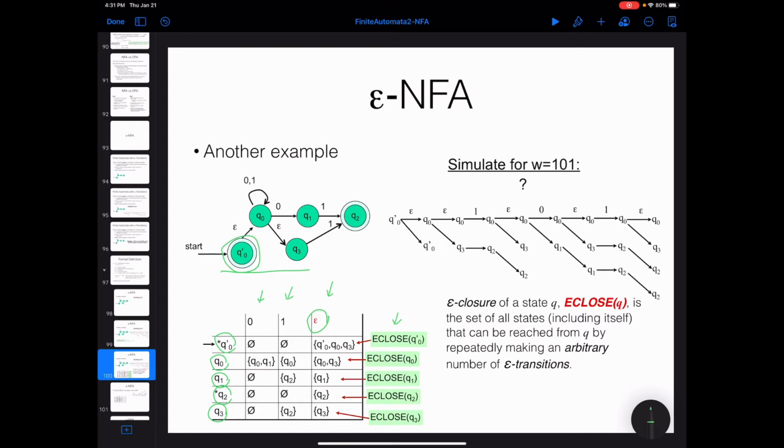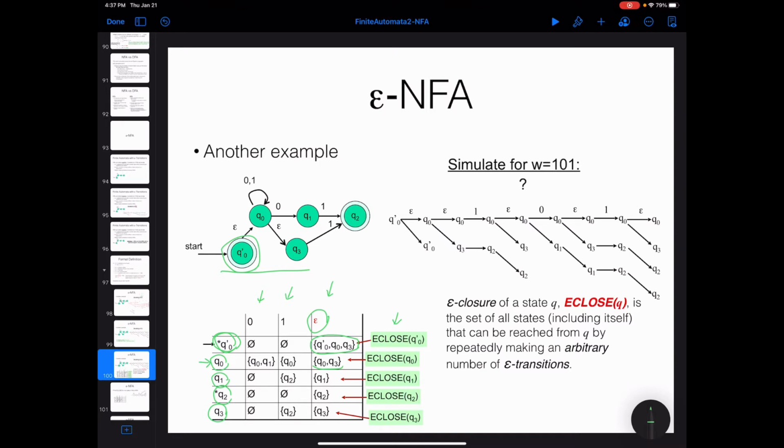You would say that, okay, the equivalence for Q0 prime is going to be Q0 prime, Q0, and Q3. It just tells you that if I don't read anything from the input, where else can I be? If I am at Q0 prime, it means that I can be also at Q0 and I can be also at Q3. Similarly, calculate it for Q0. If you are at Q0, you can be also at Q3 without reading anything from the input, but you cannot actually be in any other states. So equivalence for Q0 is going to be Q0 and Q3.